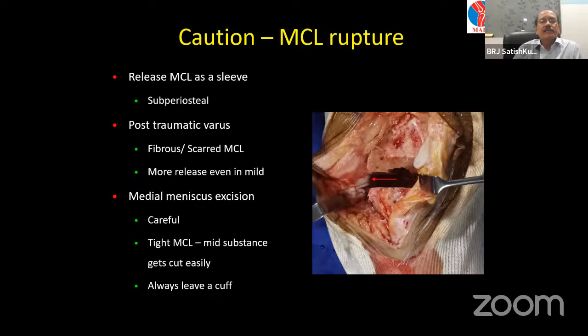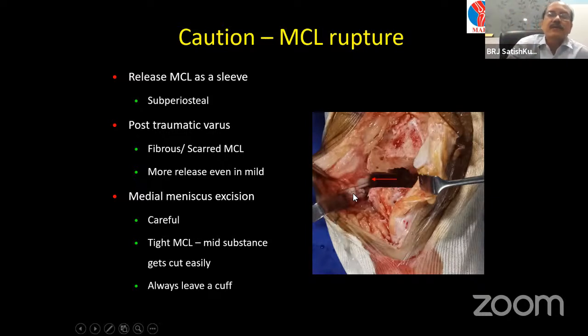And while doing the medial meniscus excision, we have to be careful. Even if the tip touches there, there can be a mid-substance cut of the medial collateral ligament, because the medial meniscus is adherent to the medial collateral ligament. In the body, most of it is adherent. So always leave a cuff.